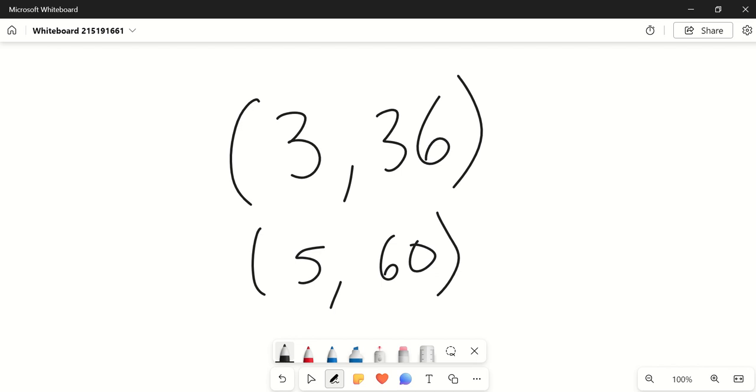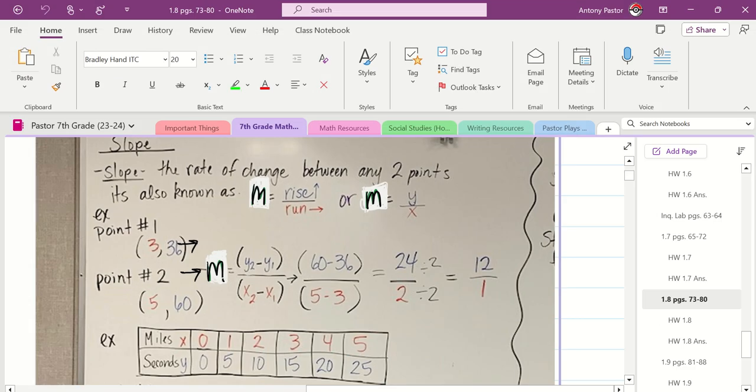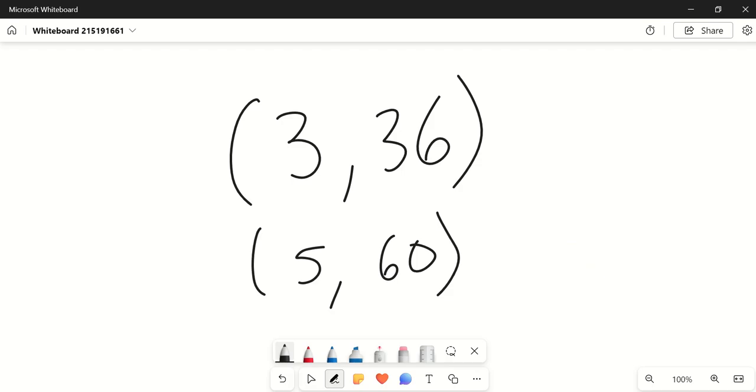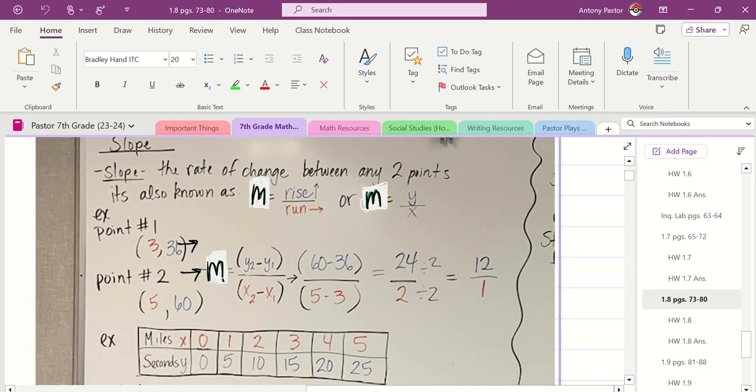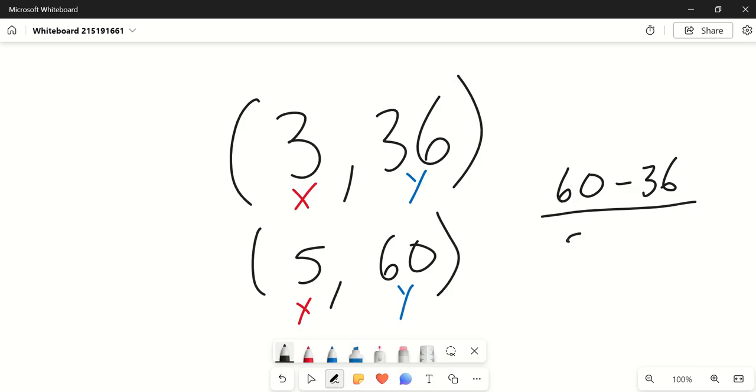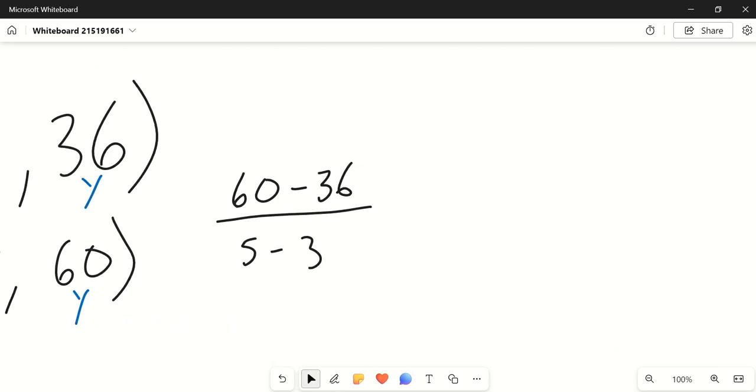Now we're going to find out what the slope of the line is. So what we would do is put y coordinate 2 minus y coordinate 1. In this case, we would have 60 minus 36, because remember, these are our x's and these are our y's. So we'd have 60 minus 36, and then we'd have 5 minus 3, x2 and x1. Remember, this is point number 1, this is point number 2. Now, this will give us our rise over run, or our slope.